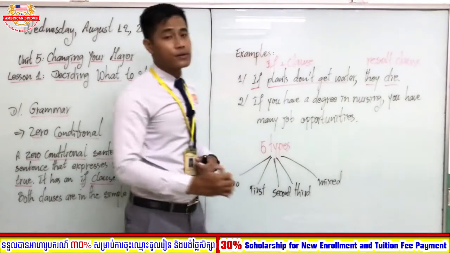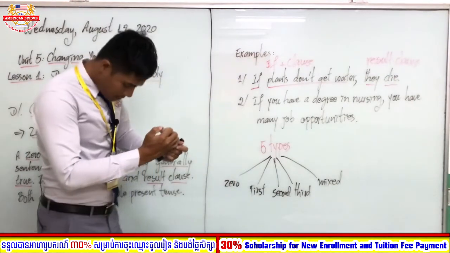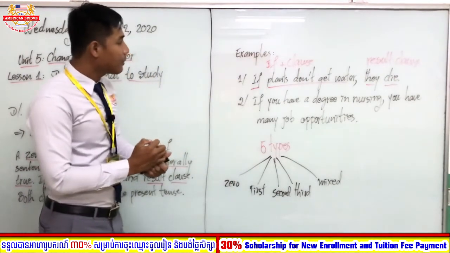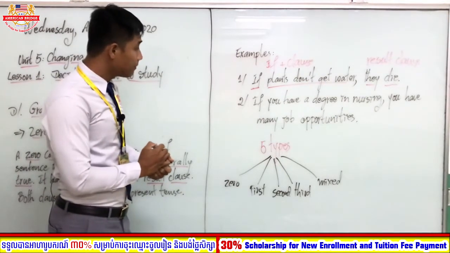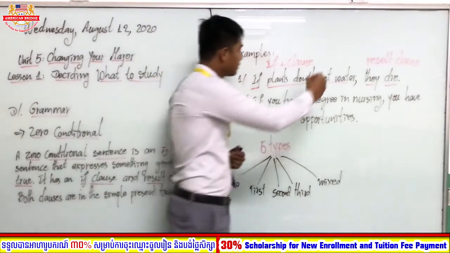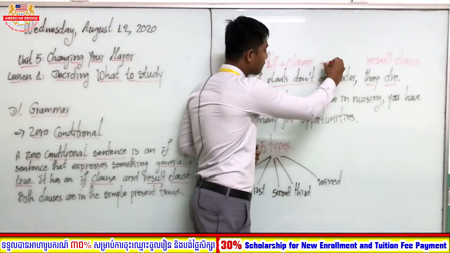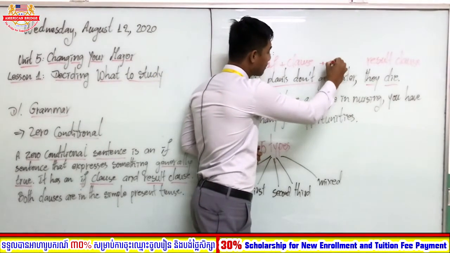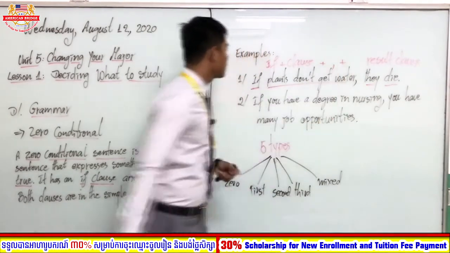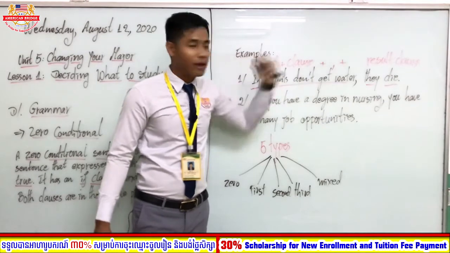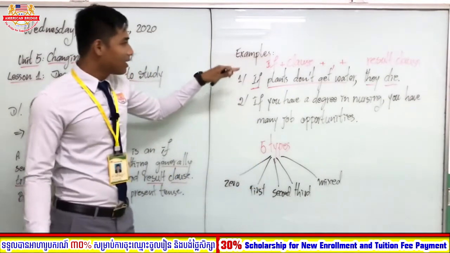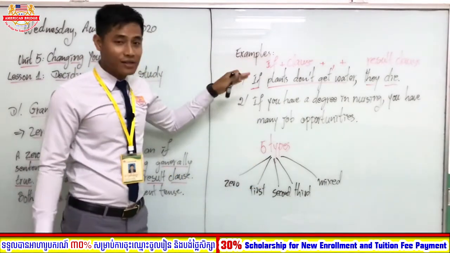Okay, result clause. You got this? Number two, okay, this is the form of it, students. The form plus result clause. If clause plus comma plus result clause. After we finish this, teacher will tell you about the form.